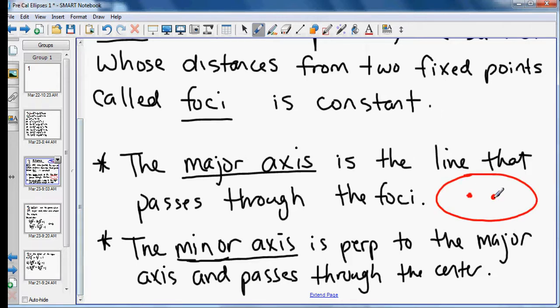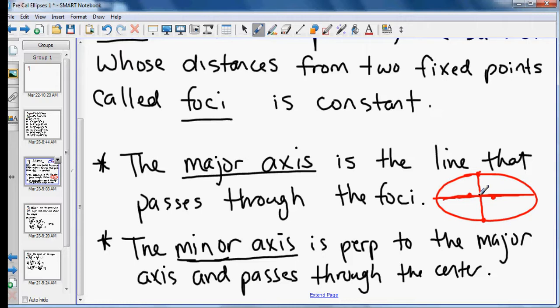Alright, so here we have the two foci. The major axis, for the way I drew it, would be going right through here. The minor axis would go right through here, and where these two meet is right at the center of the ellipse. Notice the major axis is the longer of the two. The minor axis is the shorter of the two. You might have guessed that just based on the names, but that is true.